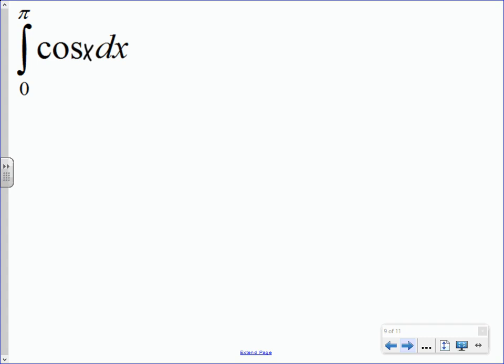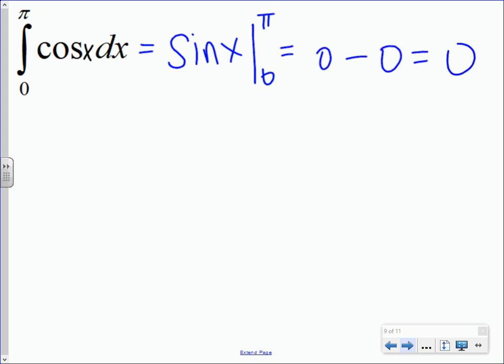Let's talk about that. What's the antiderivative of cosine? Sine of x evaluated from 0 to pi is 0. 0 minus 0, which is 0. Isn't that weird? Why is it 0? Because it's positive and negative and they cancel out.